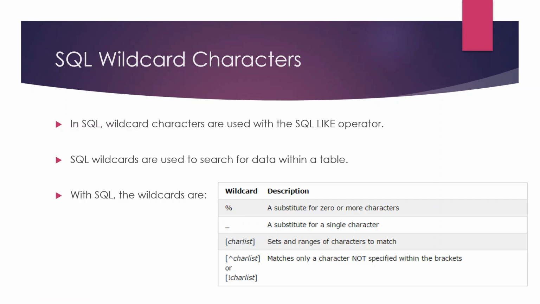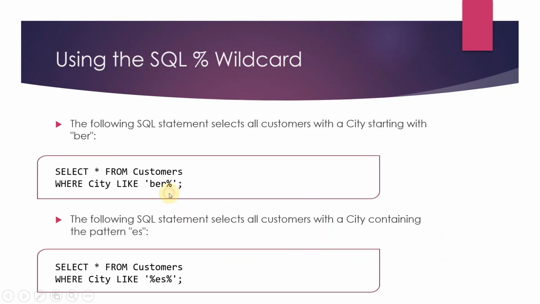And SQL wildcards are used to search for data within a table. So with SQL wildcards, you could have a percent sign, a substitute for zero or more characters. You've got an underscore, a substitute for a single character, a character list, sets or ranges of characters to match. Or you could have a match for only a character not specified within the brackets. Okay, so let's have here some examples.